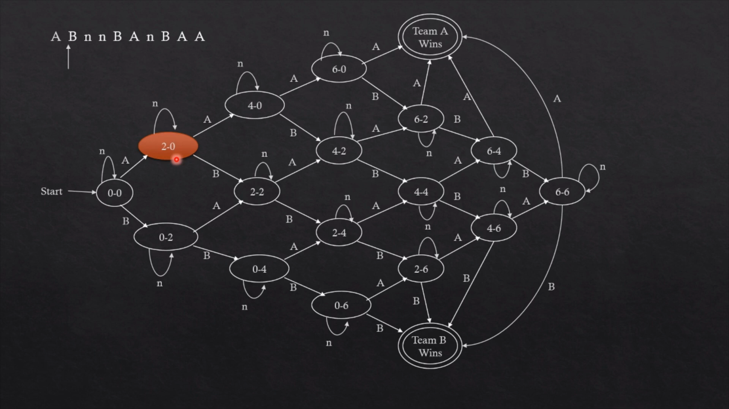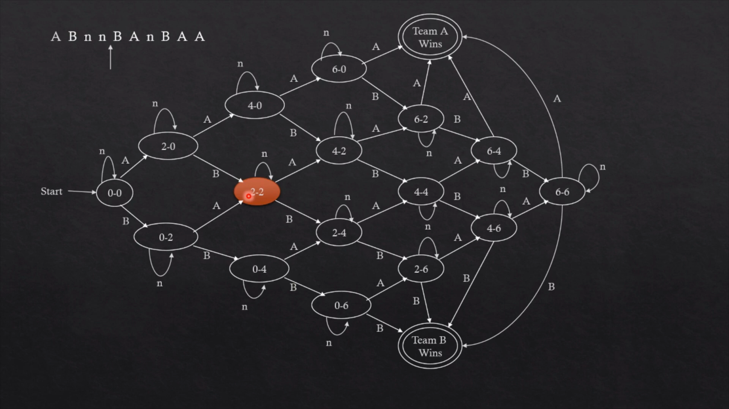The next input is B, which means Team B got the next point and the current state is 2, 0. So we follow the transition on B from state 2, 0, and we go to state 2, 2. The next two inputs are N, that means no one could get a point, and the scores remain the same for both teams. So we stay in the same state, which is 2, 2. As you can see, the transition labeled N is a loop on the same state.